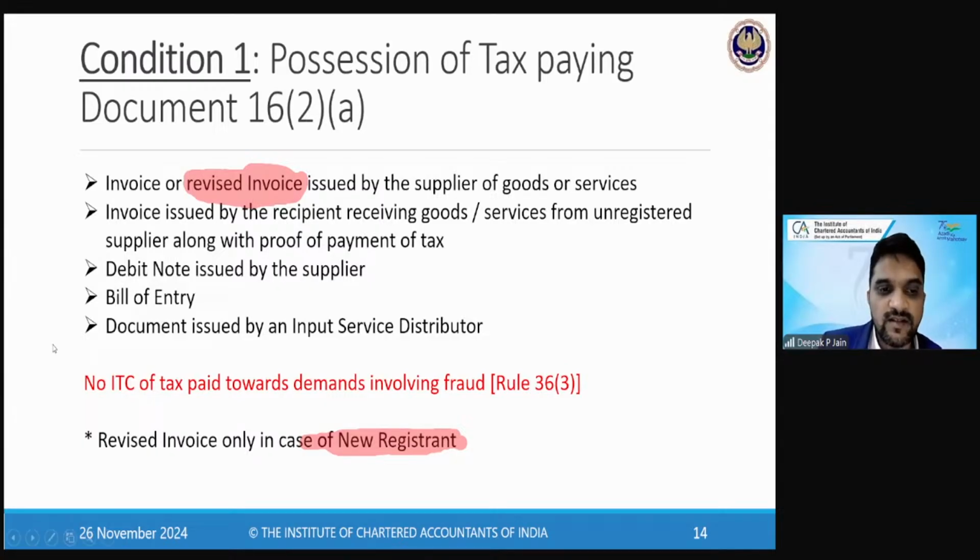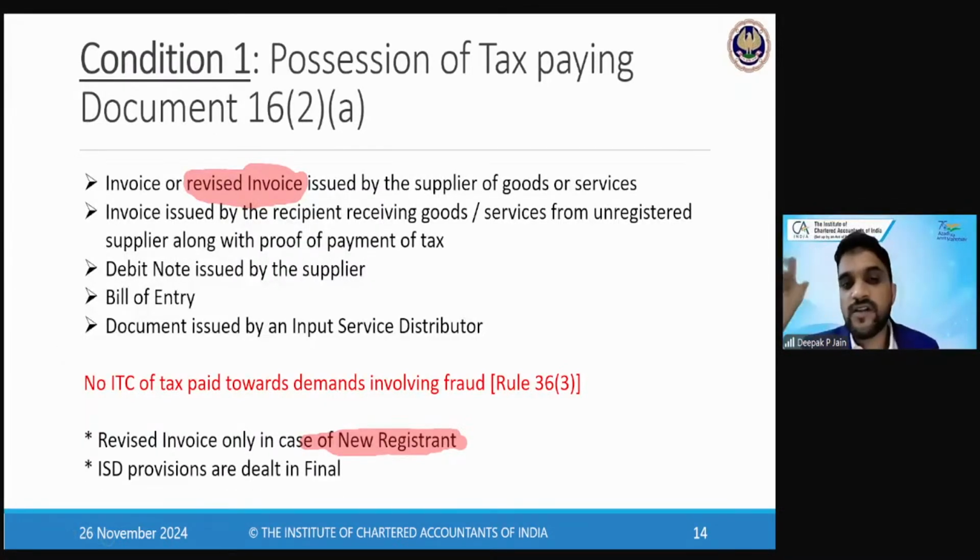The next aspect is ISD provisions, that how is this input service distribution being decided, how much credit he has to give. Don't worry. This will all be discussed in the finals. Okay. That is all about the first condition. Now, what other pointers are there in this first condition?